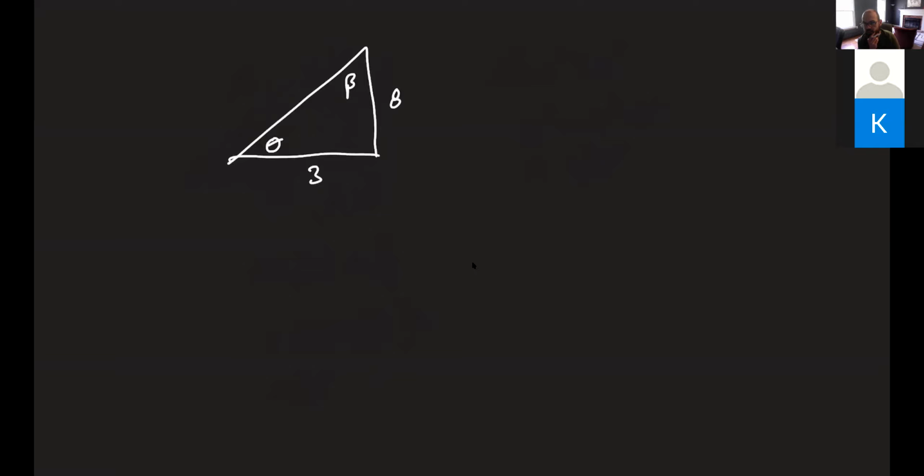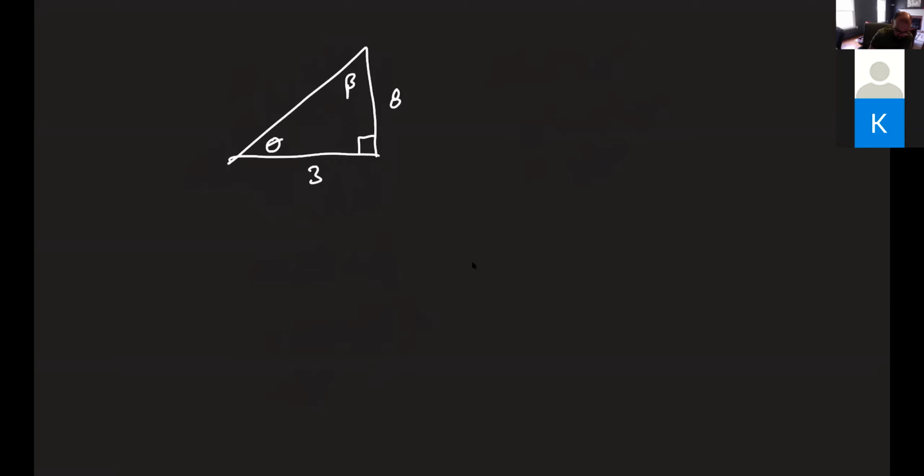I'll move to a different one where, instead of being given the hypotenuse and the base, we have the two legs of the triangle, right? So this 8 and 3, we're not given the hypotenuse, and let's see if that changes anything for us.